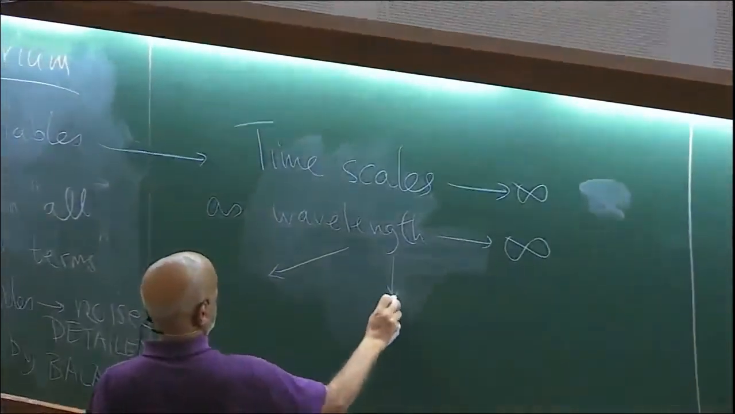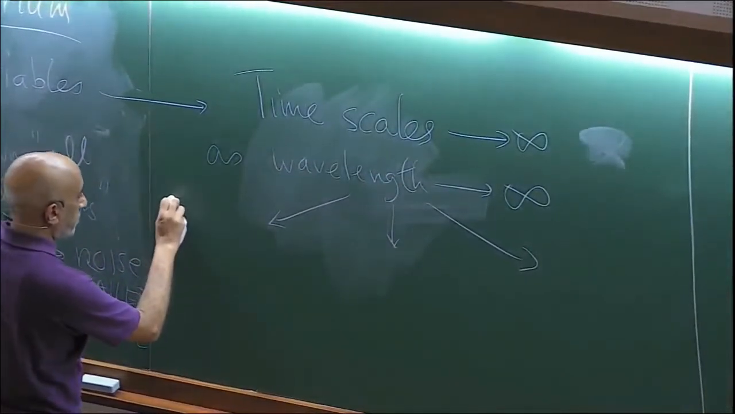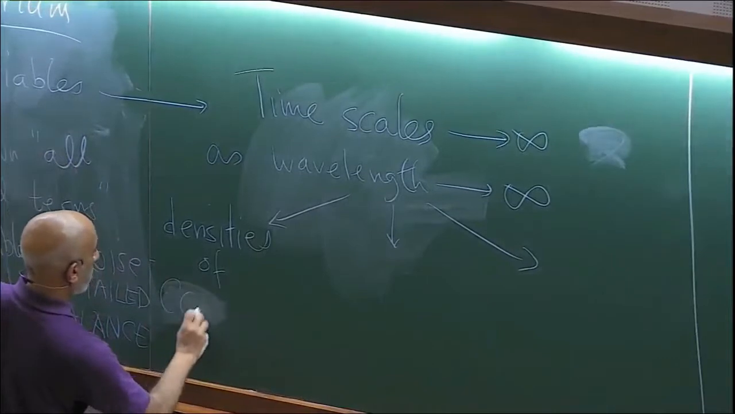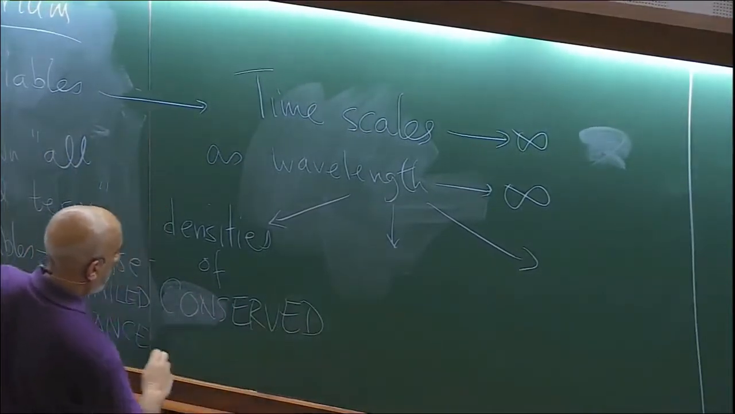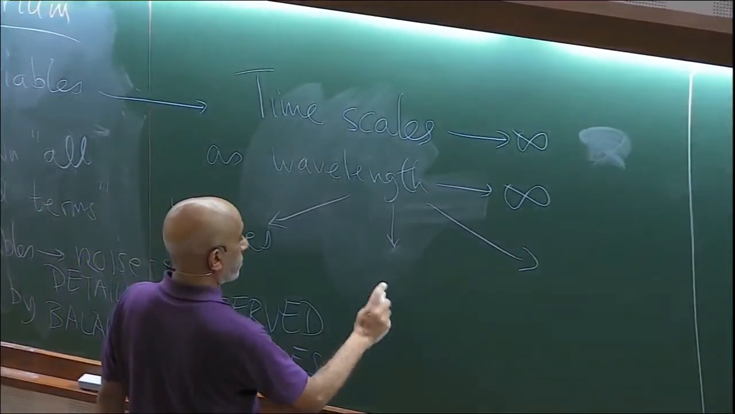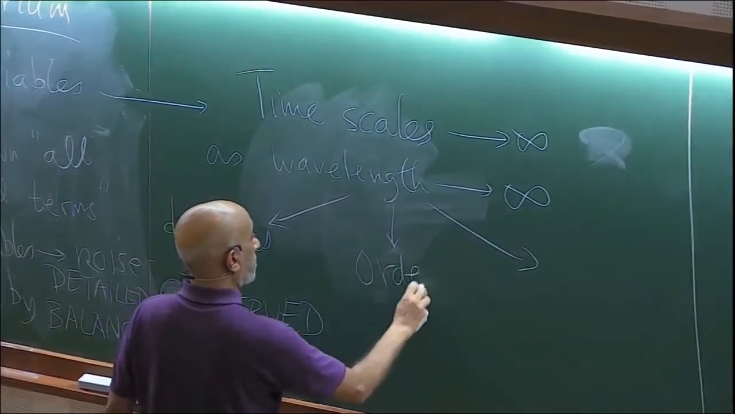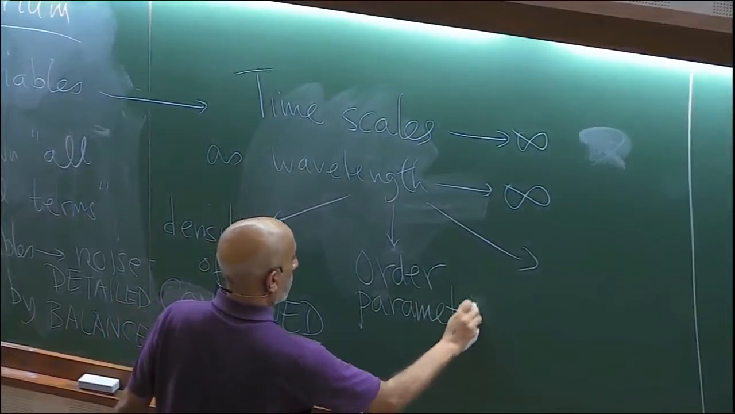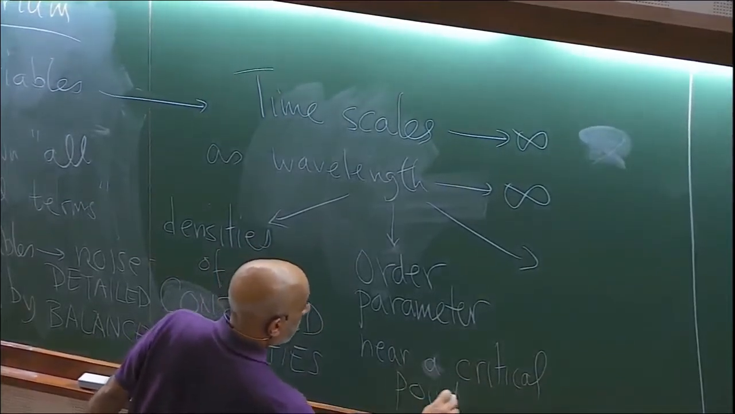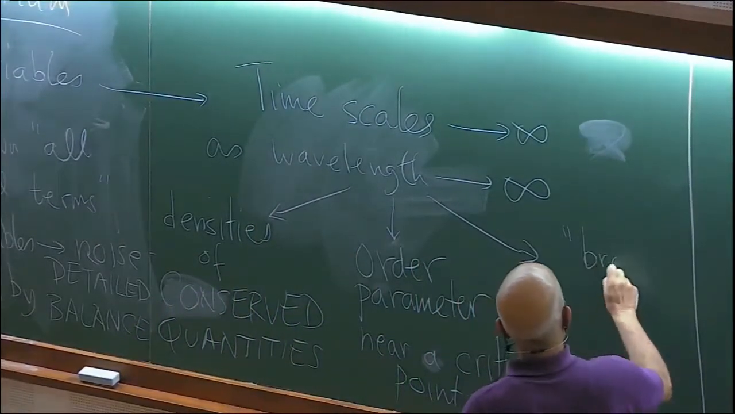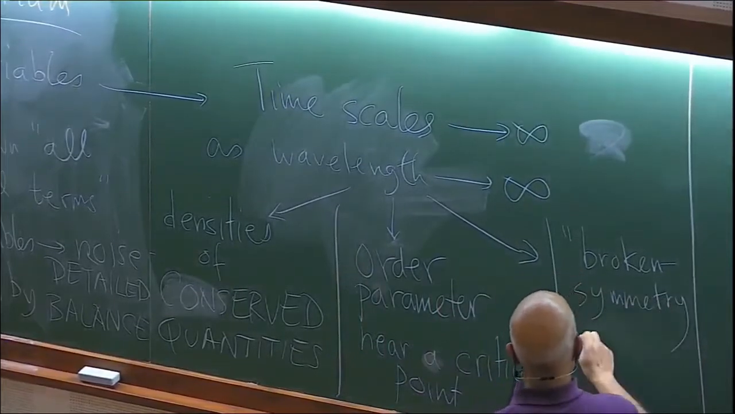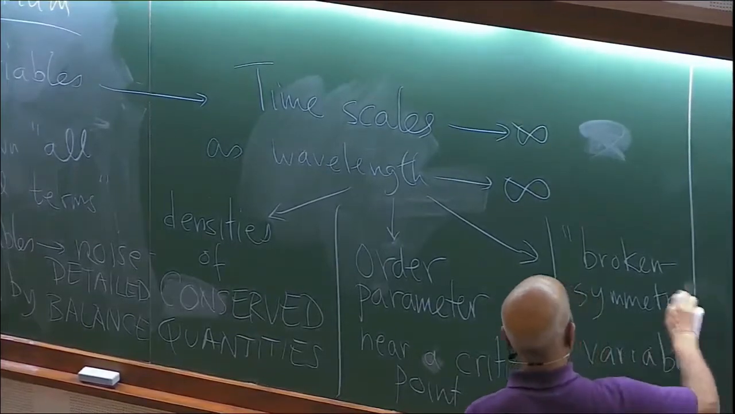Broadly, there are just, you could say, three situations where this happens. One is local densities of conserved quantities. The other is the order parameter near, or strictly speaking, at criticality. And the third is what are called broken symmetry. And what do I mean by that? Let's discuss each of these in turn.